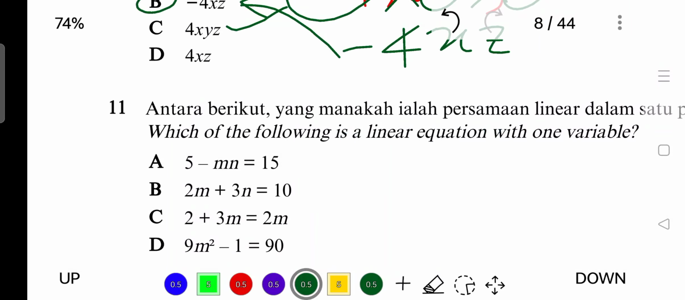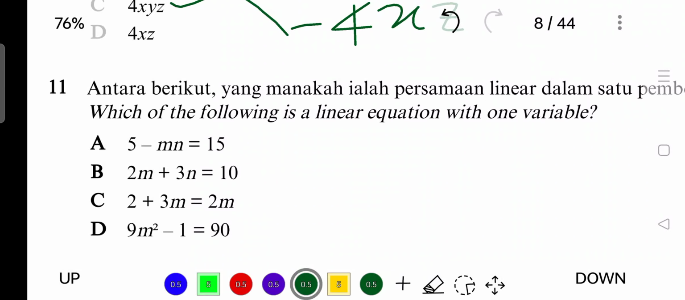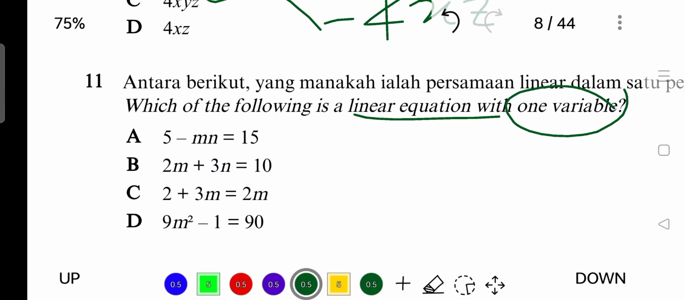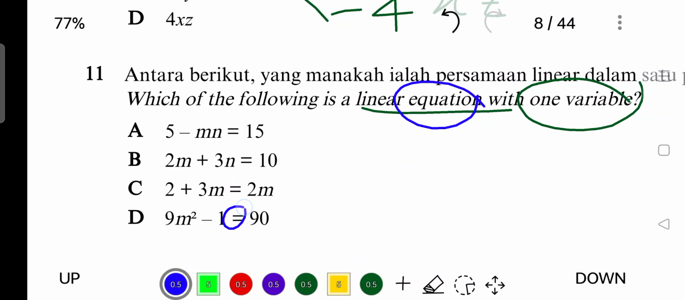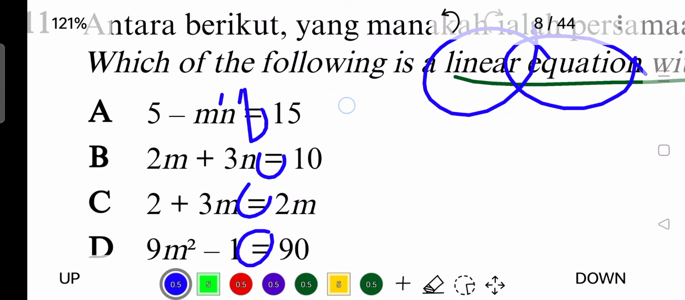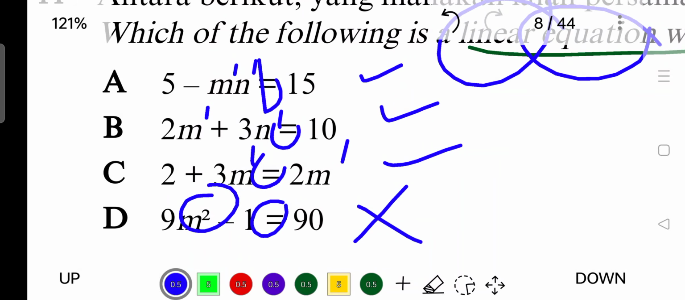18 minutes over. Okay, which of the following is a linear equation with one variable? Very simple, guys. We're going to check one by one. Do we have an equals symbol for everything? Yes, we do. So everything is so far so good. Next is linear. What do you mean by linear? Linear means the power of 1. This is power of 1, good. This is power of 1, good. This is power of 1, good. This is not power of 1, out.